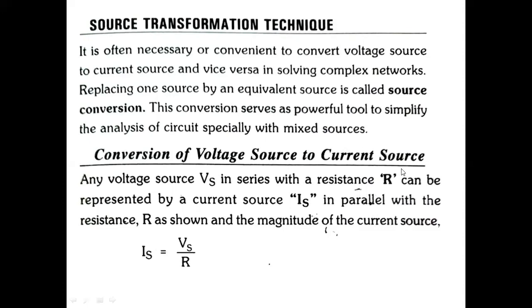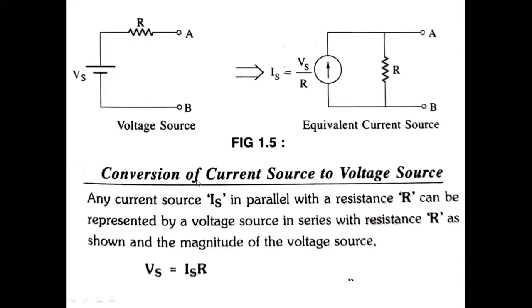Conversion of a voltage source into a current source. Any voltage source Vs in series with the resistance R can be represented by a current source in parallel with the resistance R as shown below, and the magnitude of the current source is given by Vs by R. This is the voltage source. This can be converted into an equivalent current source, where Is is given by Vs by R, and this R is in shunt with the current source.